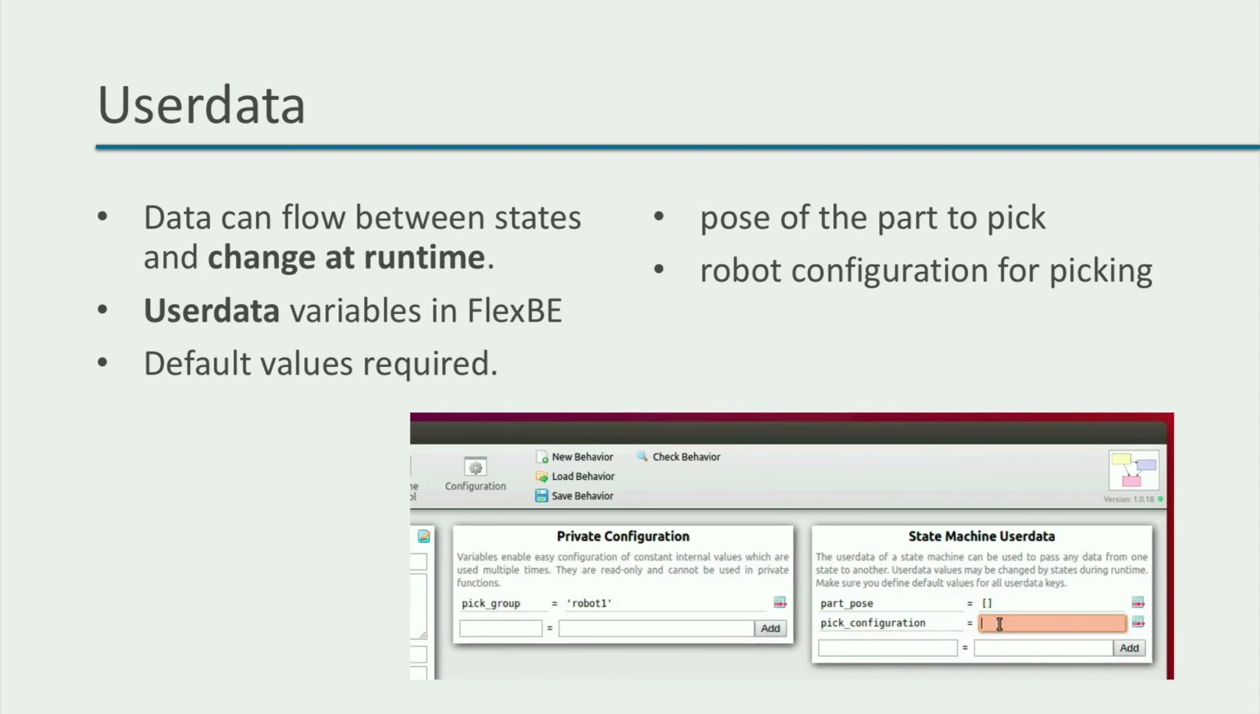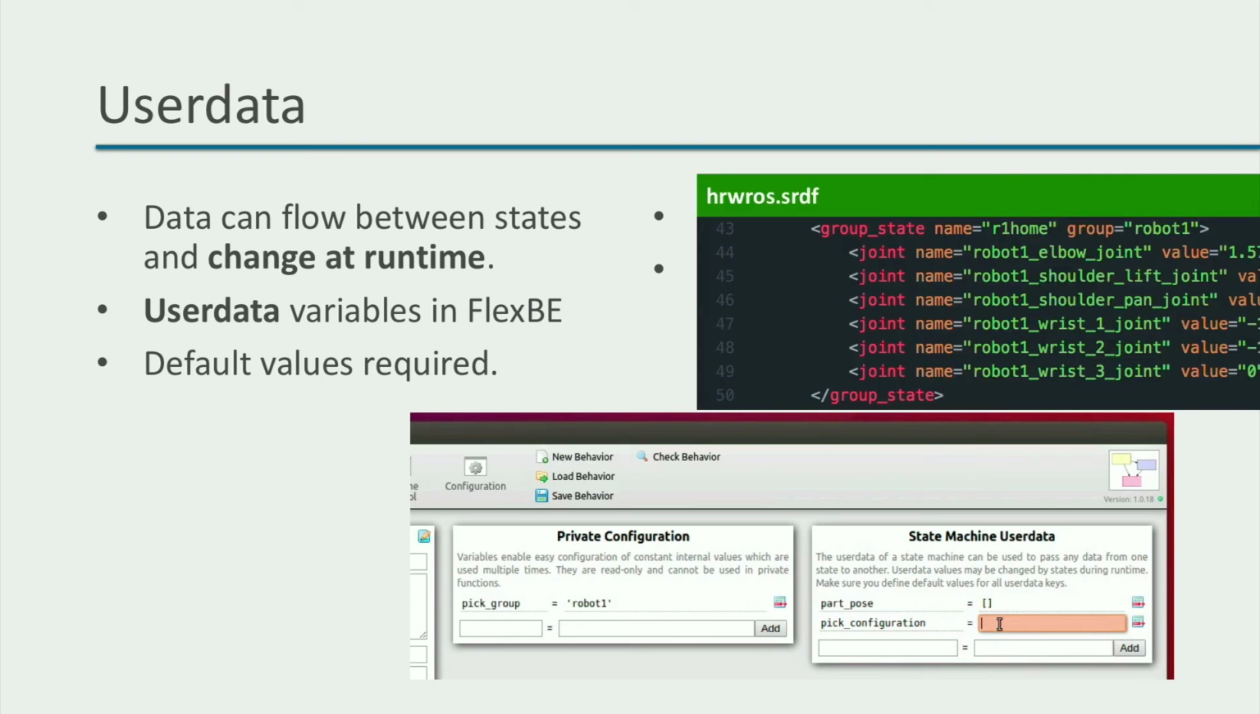However, for pickConfiguration, we should set a safe value. This is because if for any reason the default value is used during the execution of the behavior, the robot would move to that position. So the group state R1 home that we define for robot 1 in the SRDF file seems a safe option. So we can put as default value the joint values in the R1 home group state.